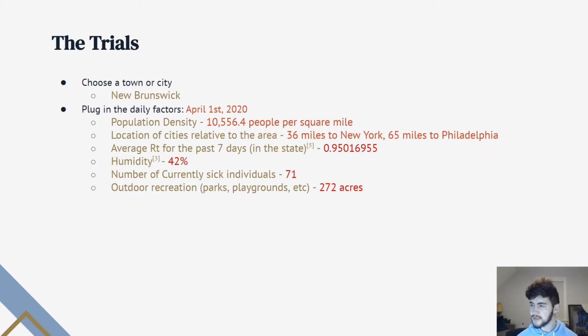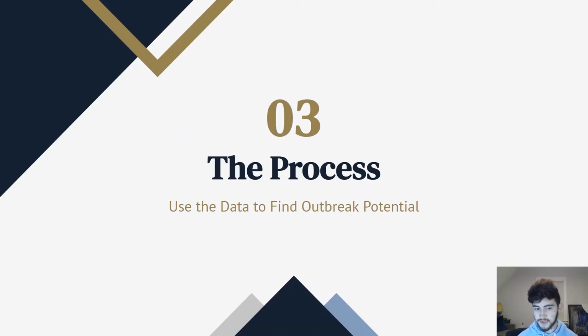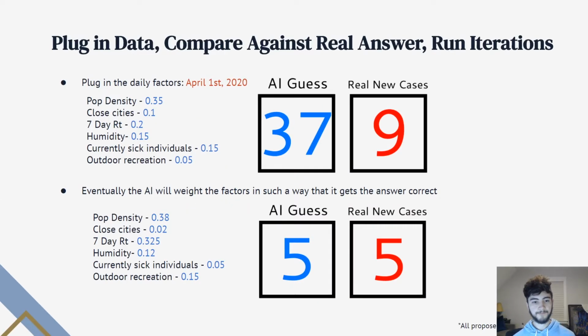So you choose a random town or city, let's just say New Brunswick, and you choose a day. I chose April 1st as our starting day, right? And so you plug in all of the answers to your factors for that day, and then the process happens. You use the data to find the outbreak potential.